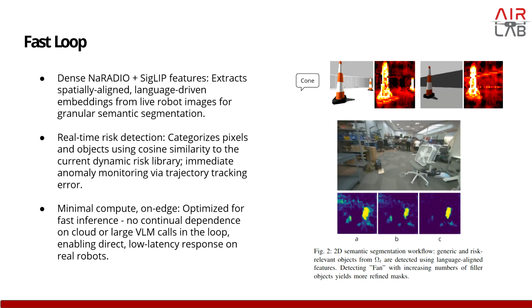In the fast loop, the robot operates at real-time speed, continuously extracting dense, language-aligned semantic features from the live camera input using the NaRADIO and SigLIP pipeline. Each pixel in the scene is mapped into a rich embedding space, allowing the robot to segment out objects and regions based on open vocabulary text labels without needing prior training on specific classes. The robot compares these features with entries in this dynamic risk library, searching for semantics that match previously encountered hazards. Risk detection is performed instantly by monitoring the trajectory tracking errors. If the robot deviates from its nominal path, this triggers anomaly logging.